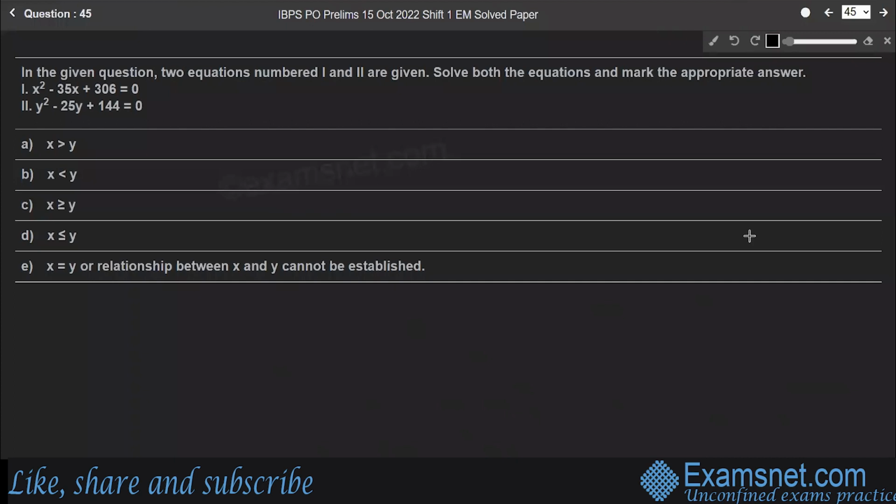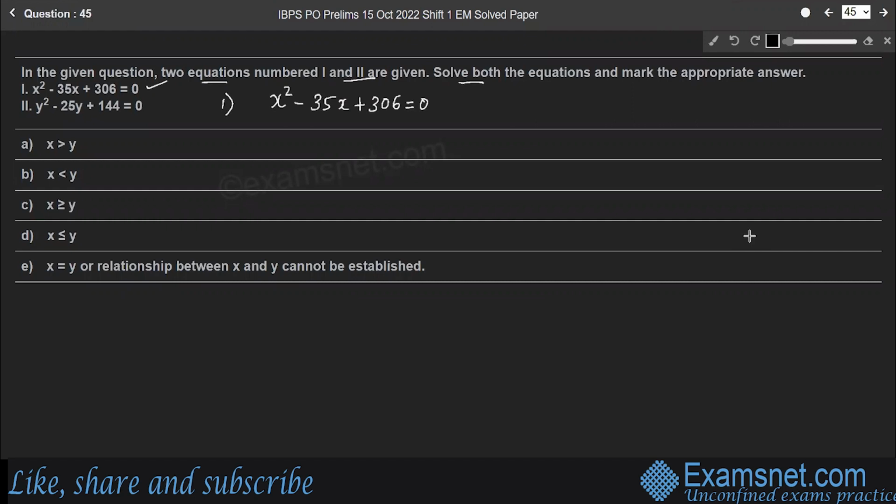Question 45. In the given question, two equations numbered 1 and 2 are given. Solve both the equations and mark the appropriate answer. Here, find the value of x in the first equation. x square minus 35x plus 306 is equal to 0.